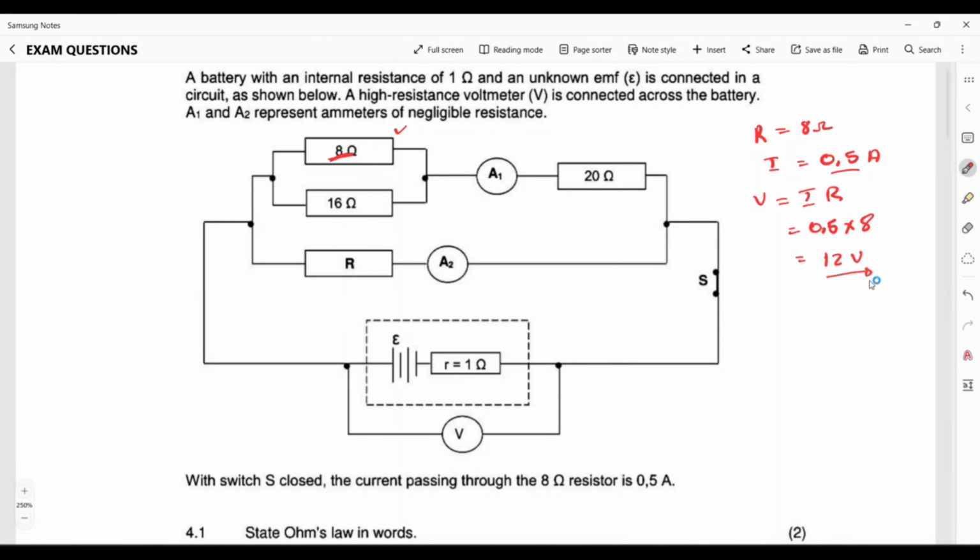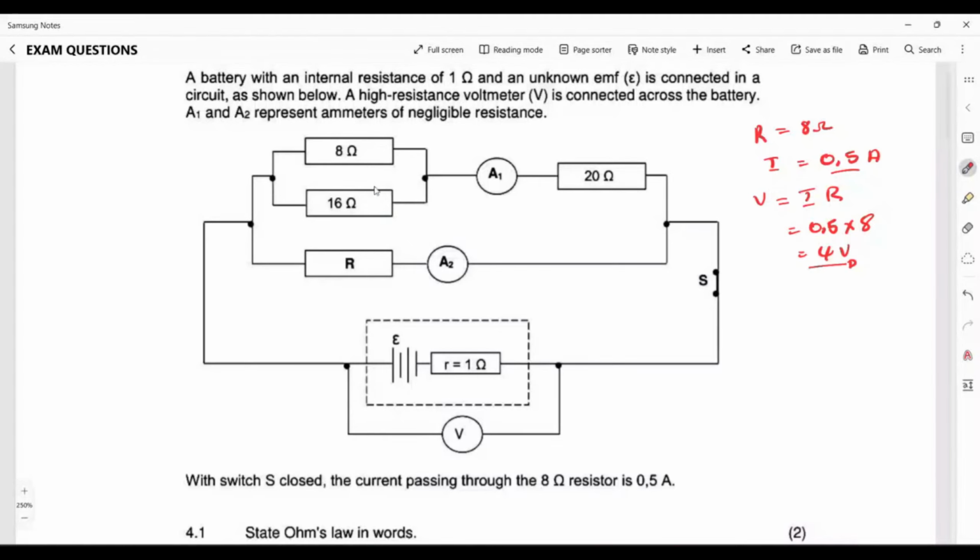So now, the 12 volts that I got here is the same... Sir, it's actually 4. It's actually 4, sir. Okay, it's fine. Thank you. 4. All right. So that's going to be 4 V over there.